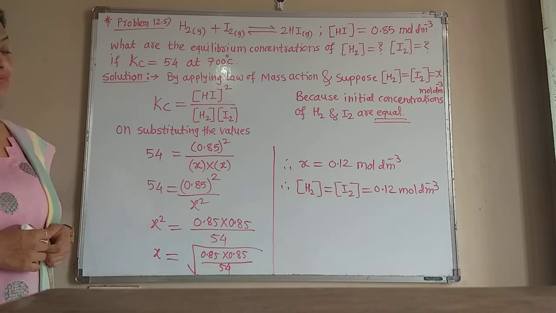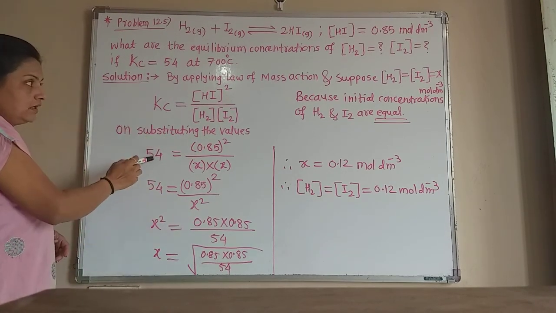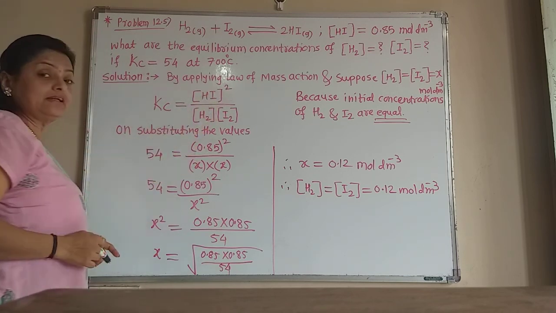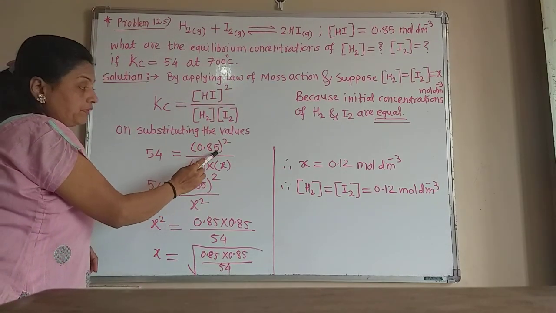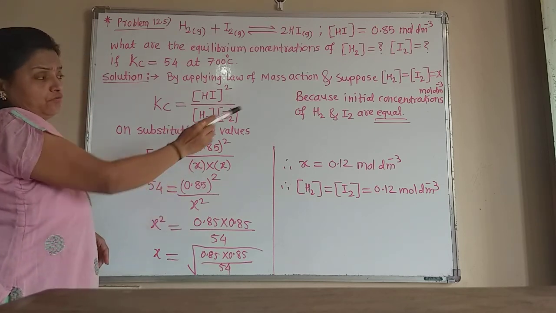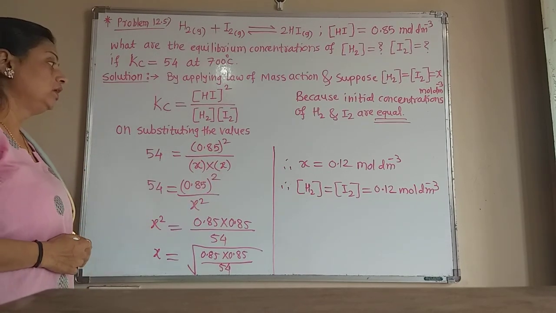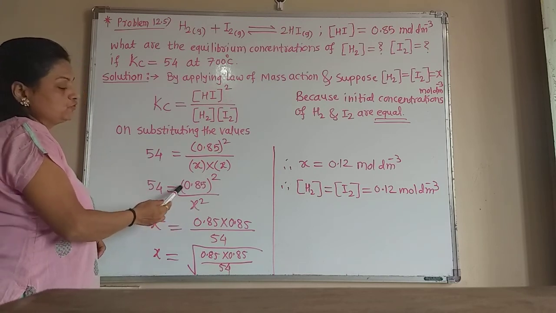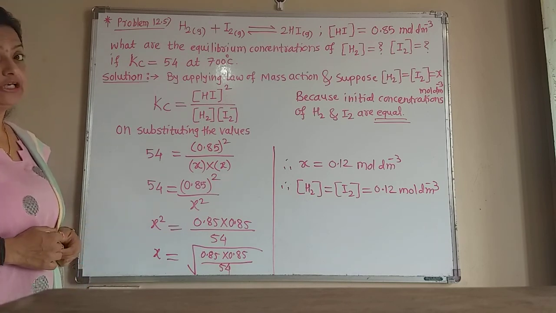So suppose the concentration of hydrogen and iodine which we have to calculate is x moles per decimeter cube at equilibrium. On substituting all the values, Kc, the concentration of HI is 0.85, but with a square as the coefficient of HI is 2. So here is 0.85 squared. The concentration of H2 is x, we suppose that, and the concentration of I2 is also x. Now x into x becomes x square. So 54 is equal to 0.85 square divided by x square. We have to calculate the value of x.